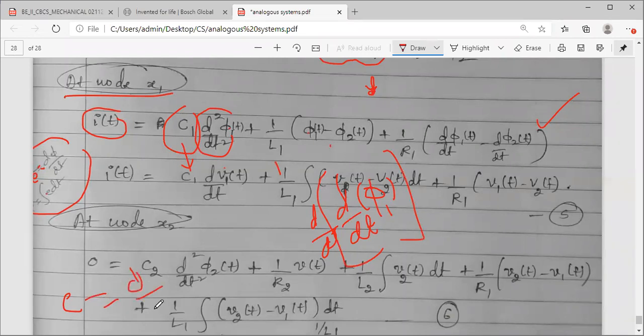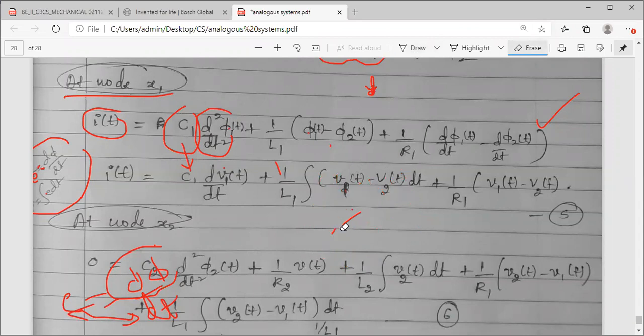EMF is equal to d phi by dt. So how to get total d phi? It is E into dt integration. So I have done that here in the second term. Integration of V1 minus integration of V2. Okay, or keep the brackets common. This will make your work easier.